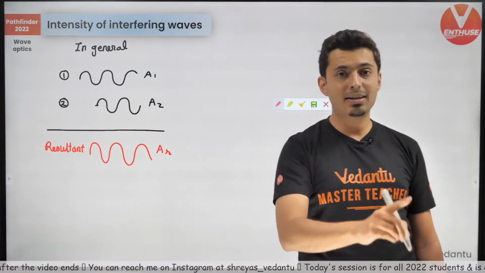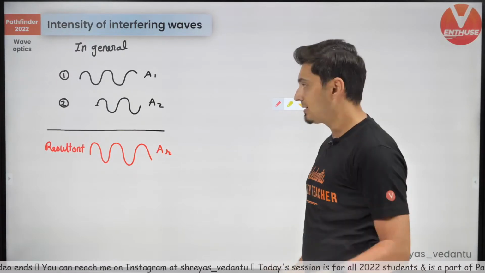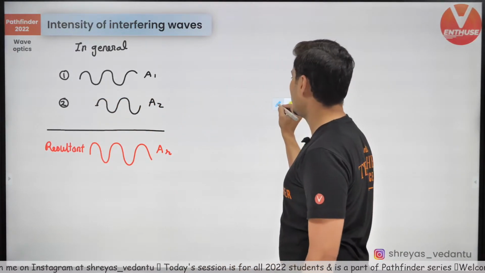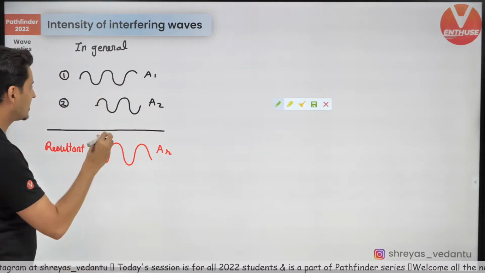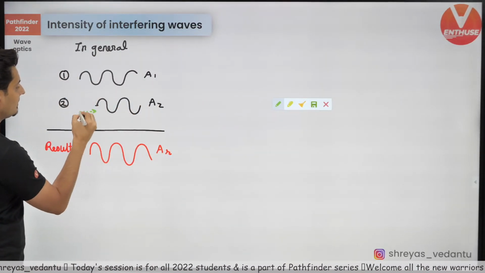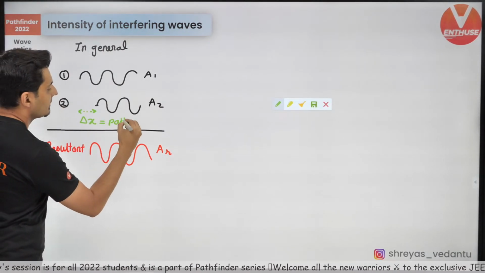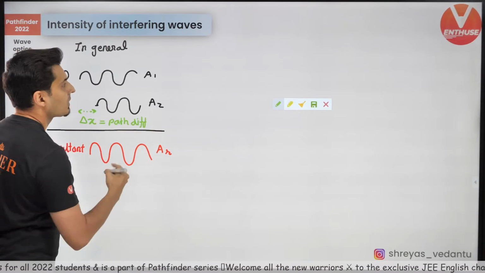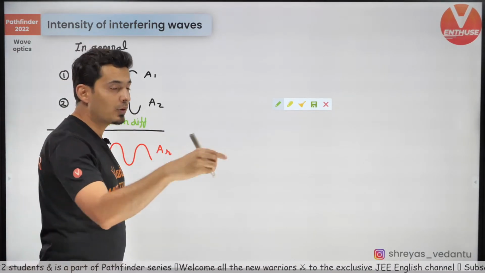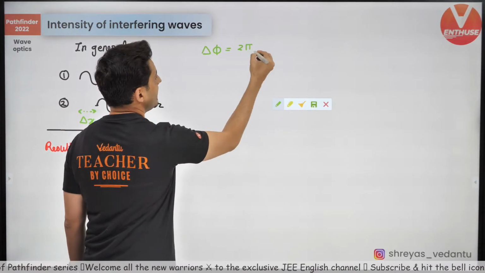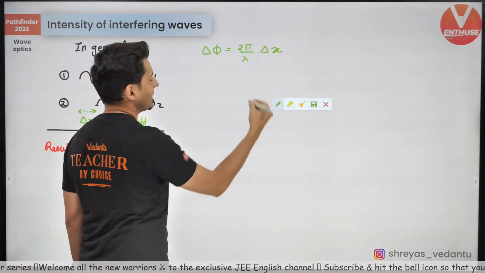The way to find the resultant in general is like this. First, I'll check that there is some path difference. You can see both the waves do not start together. So there is some path difference over here. This is delta x, which is the path difference. Path difference leads us to phase difference. So phase difference is 2 pi by lambda into delta x.